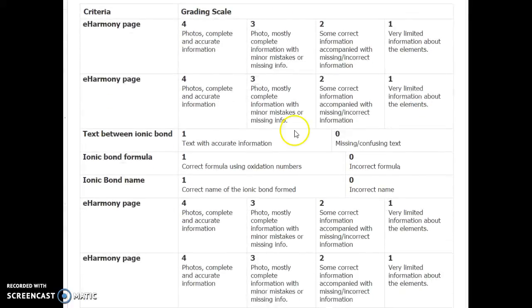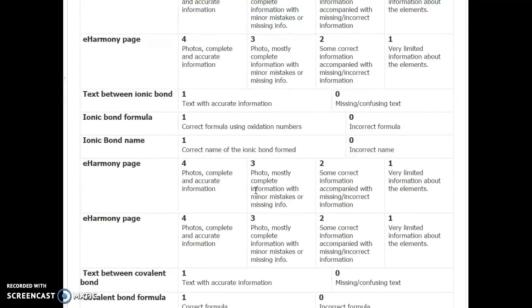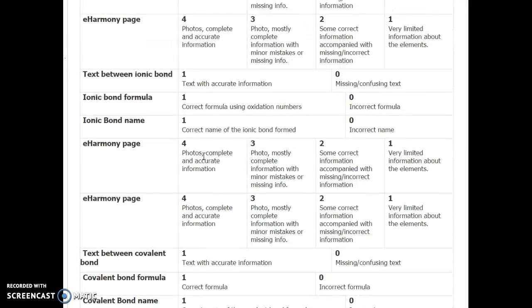Here's how you're going to be graded. Basically this will be your ionic bond. You should have a metal and a non-metal, and a text message between the metal and non-metal. You should have the formula for what it would be. Remember, it says right here to use oxidation numbers. Write down the correct formula, and then write down the correct name of the bond. Remember, for the ionic bond, you do not use the Greek prefixes. Make sure whatever you do, you don't use Greek prefixes.